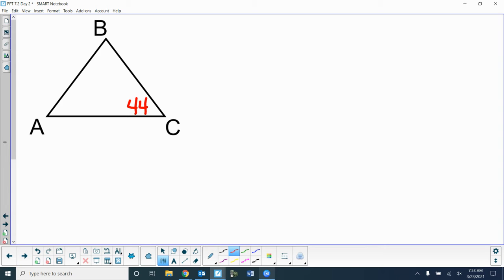So angle C is 44 degrees. Side B is 18. And side A is 12. So that's the situation, the side angle side situation. So solve the triangle, please.